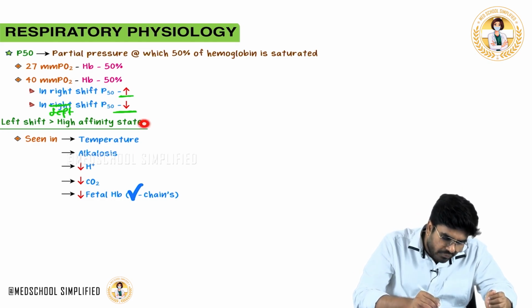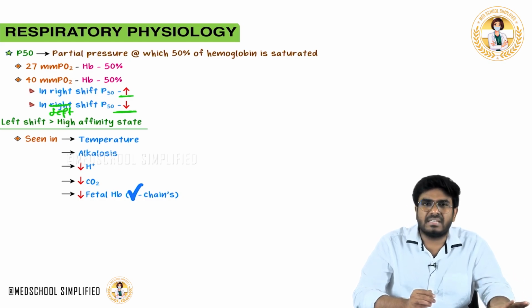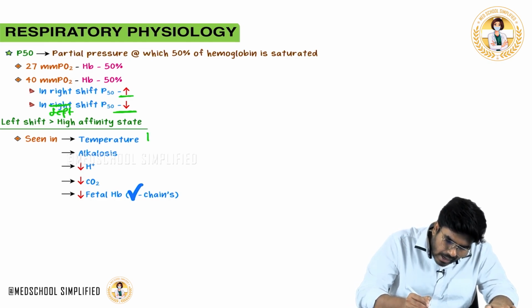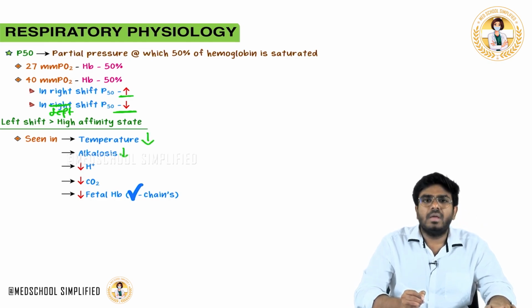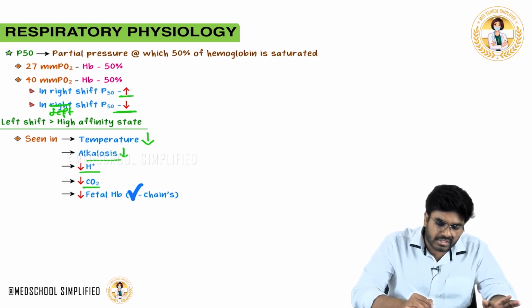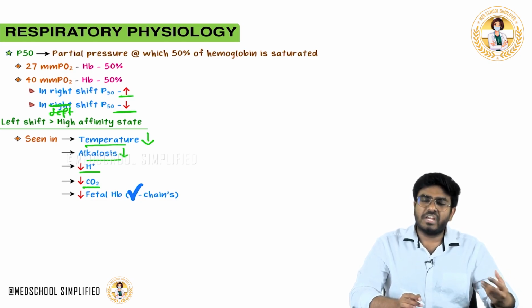So this left shift is going to be seen in those conditions where the metabolism comes down, where the temperature is less and your body metabolism is coming down. When the temperature is less, or whenever there is alkalosis in the body, or when the proton concentration decreases, or when the carbon dioxide concentration decreases in the body, in all these conditions, hemoglobin structure will change in such a way that it won't deliver the oxygen.